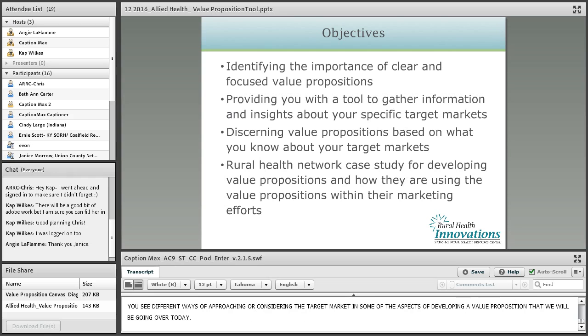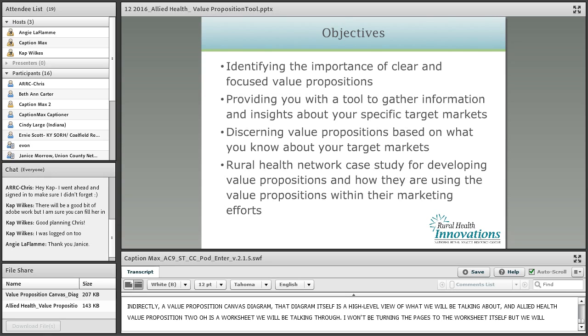As Angie mentioned, we have a couple of documents for you to download, and I'll be referring to them somewhat indirectly. We have the value proposition canvas diagram. That diagram itself is a high-level view of what we'll be talking about, and then the Allied Health Value Proposition tool is a worksheet that we'll be talking through. I won't be turning the pages of the worksheet itself, but we'll be asking questions and talking through the different components throughout the webinar. Following this webinar, we'll post both these documents and this recorded webinar onto our website.